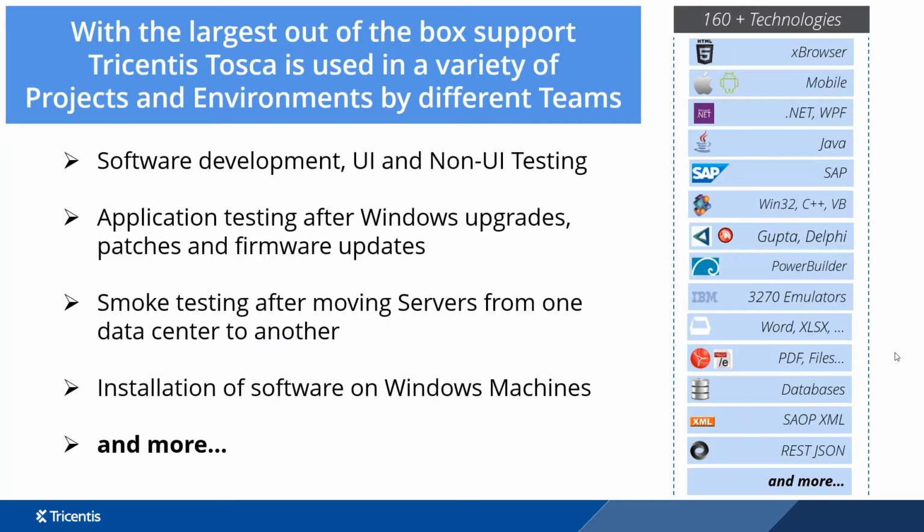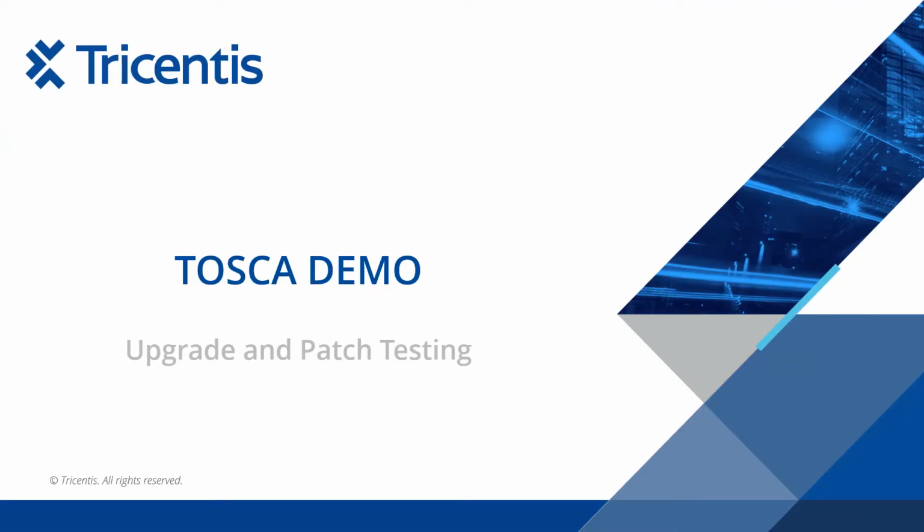With the largest out-of-the-box support, Tricentis Tosca is used in a variety of projects and environments by different teams. Some of these are software development for UI and non-UI testing, application testing after Windows upgrades, patches, and firm updates, smoke testing after moving servers from one data center to another, installation of software on Windows machines, and many more. On the right, we can see a small subset of some of the technology supported. Let's have a look and see an example of how this can be done.